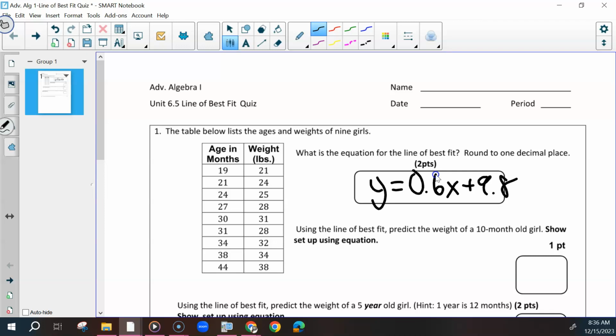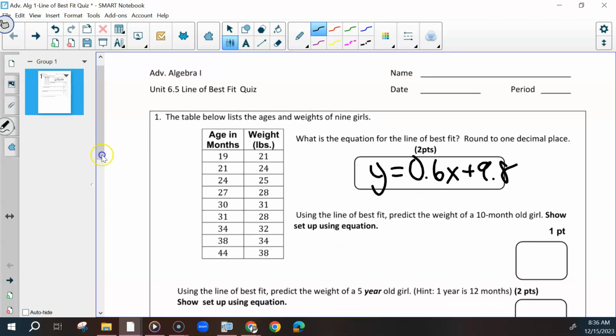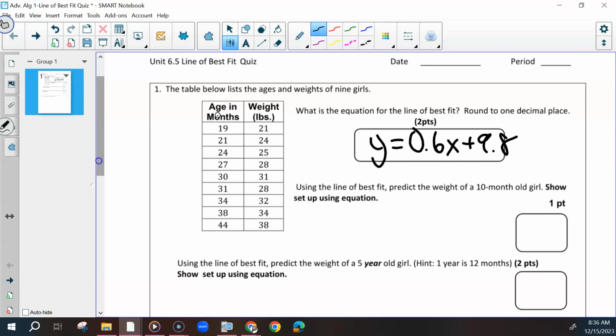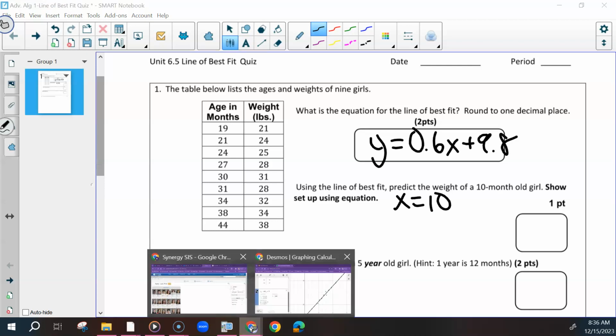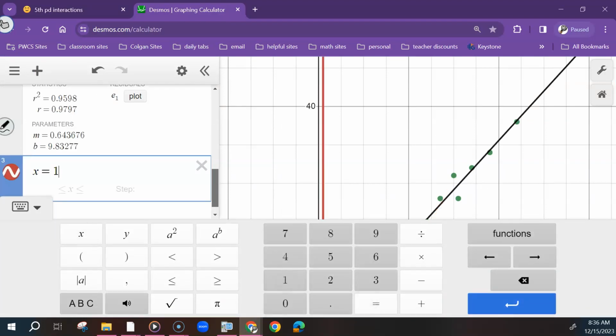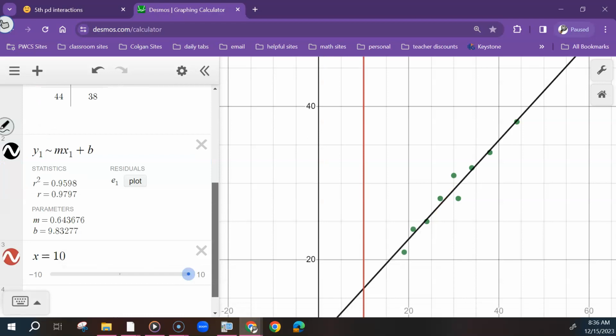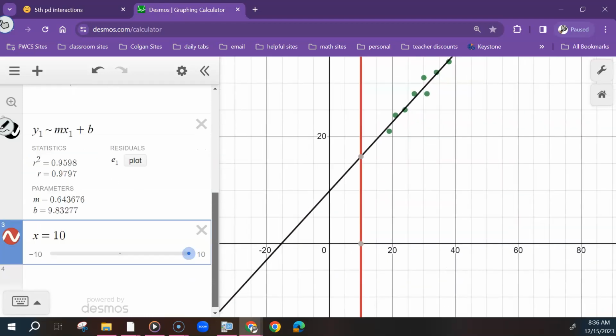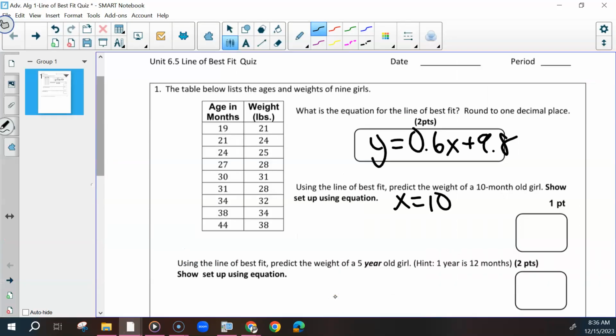And then if you did the work in Desmos, here the weight depends on the age in months. So this is an x equals. Excuse me, so you would put x equals 10 in Desmos and find where these two lines cross. The answers I accepted were 16.27 and 16.3, but you had to put labels as this is real world, so pounds.